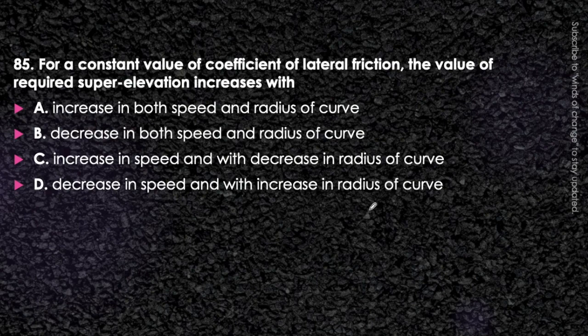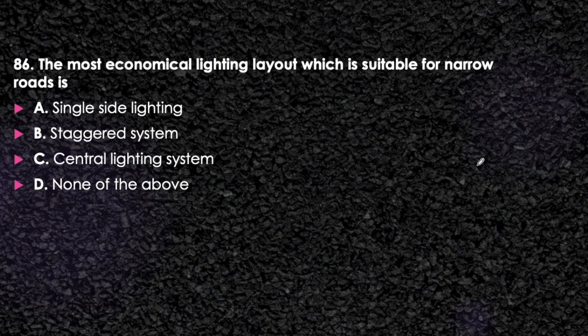Think about it. That formula provides the answer as option C. That is, with increase in the speed and with decrease in the radius of curve. Here you can see if F is constant, then E becomes V square upon 127R. It will be dependent like this, where E has a direct relation with V and an inverse relation with R. So super elevation increases with increase in speed and decrease in the radius of the curve. Okay, very easy question. Next question.